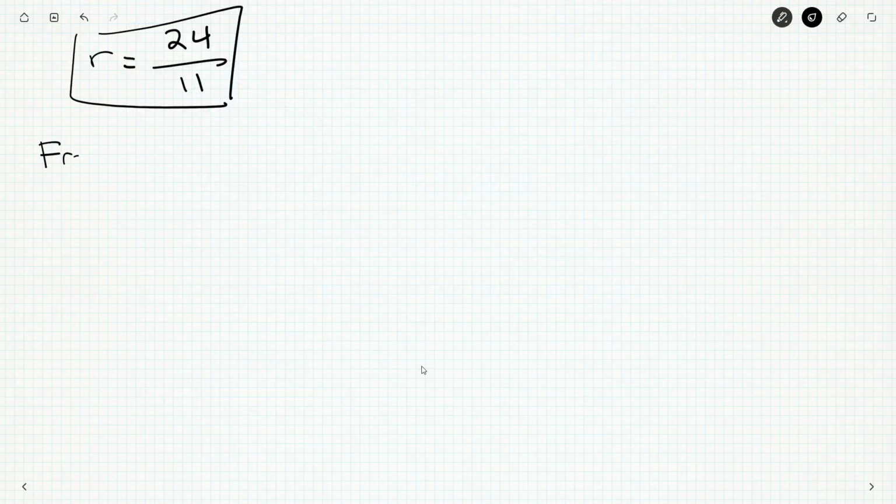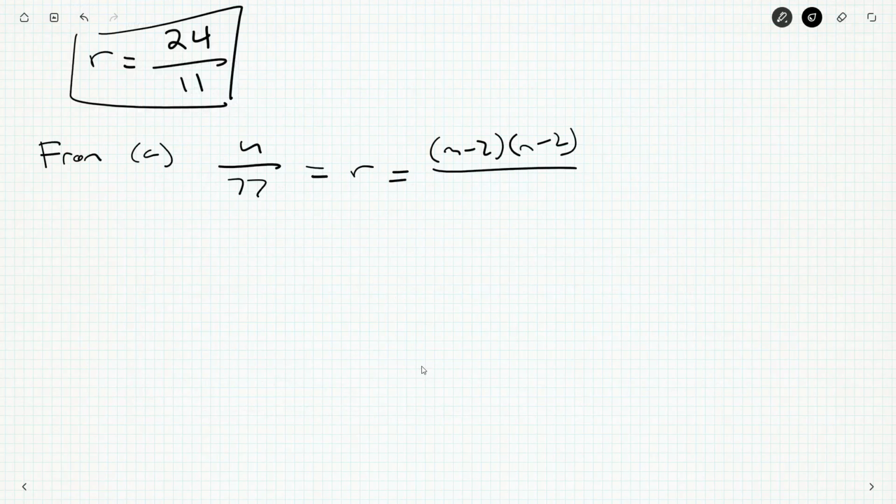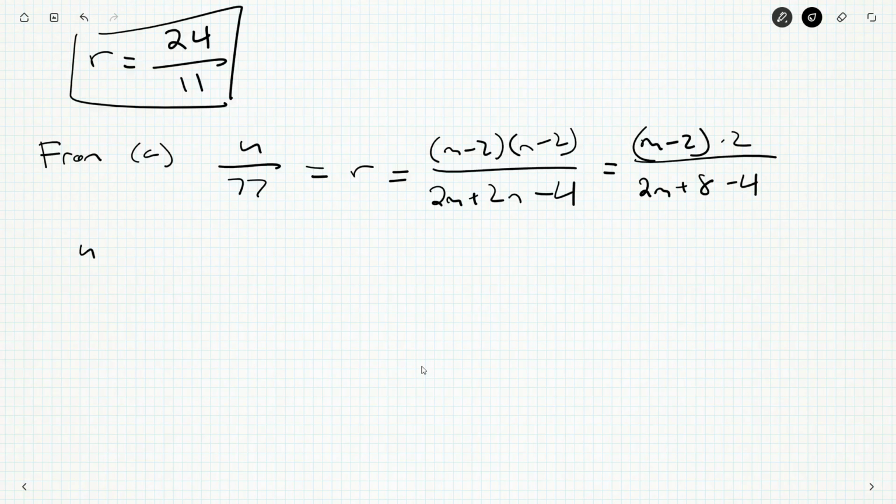So, from our observation in A, we'll have U over 77 is (M minus 2)(N minus 2) over (2M plus 2N minus 4). But N is 4, so this will be (M minus 2) times 2 over 2M plus 8 minus 4. U over 77 is equal to (2M minus 4) over (2M plus 4).